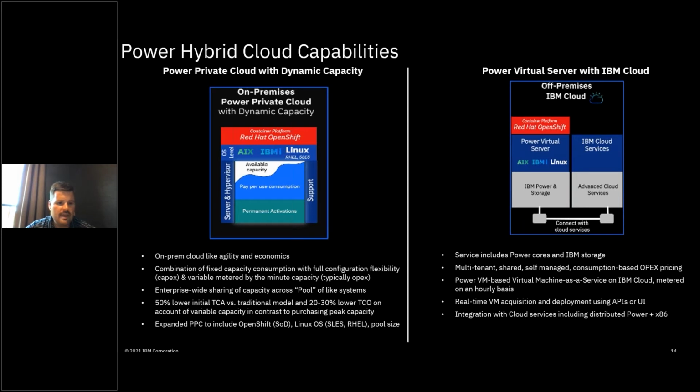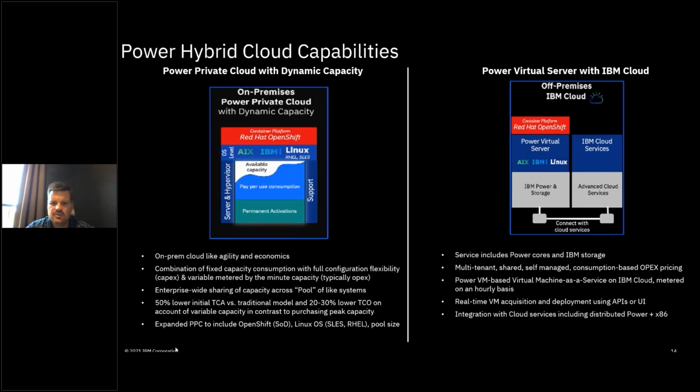It really does bring that on-prem cloud-like agility and economics. It allows you to really optimize this, great either TCA or TCO, depending on how you want to go. And we're really excited about the great progress we've seen in and around our on-prem private cloud with dynamic capacity. And likewise, with Power Virtual Server, we're seeing a great adoption today. We continue to have Power in our IBM Cloud, combined with IBM Storage.